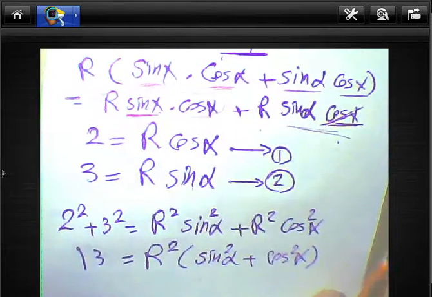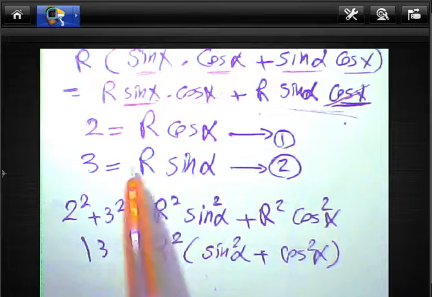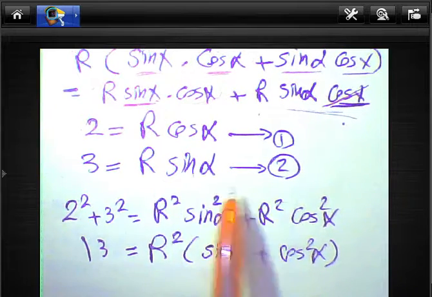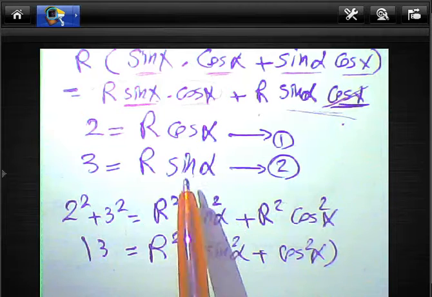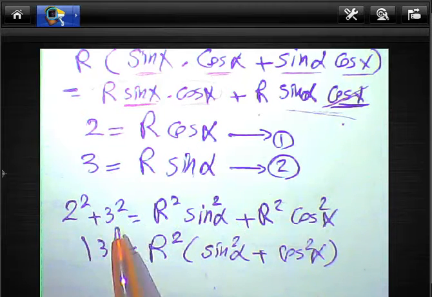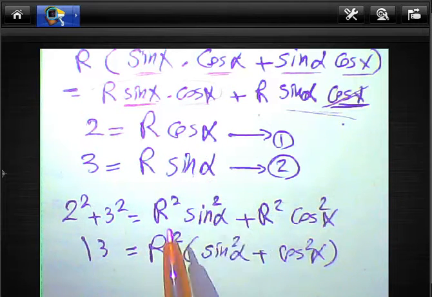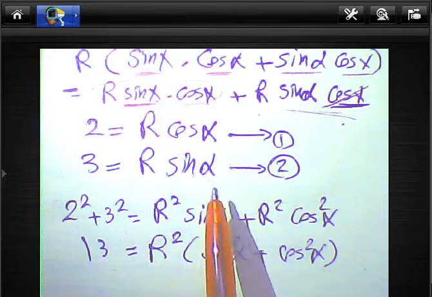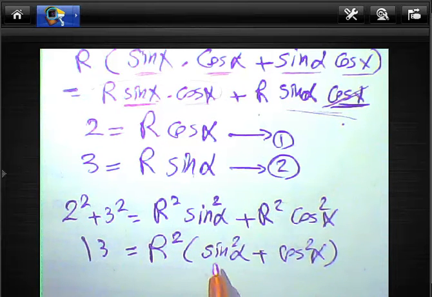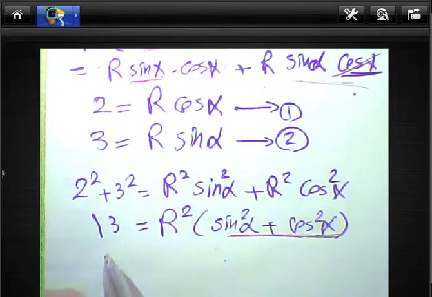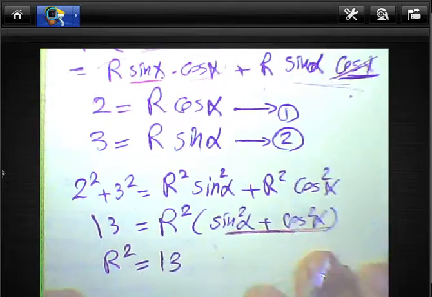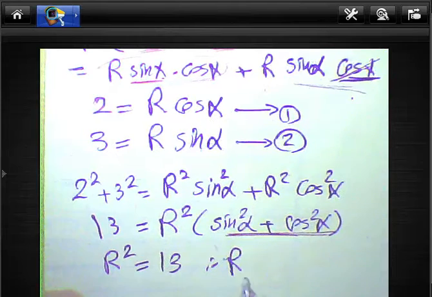From relations 1 and 2 we can square relation number 1 and square relation number 2, left hand side with left hand side equals right hand side with right hand side. 2 squared plus 3 squared equals r squared cosine squared alpha plus r squared sine squared alpha. We know this identity, sine squared plus cosine squared of this angle is 1, so r squared equals 13. Then r will be square root of 13.